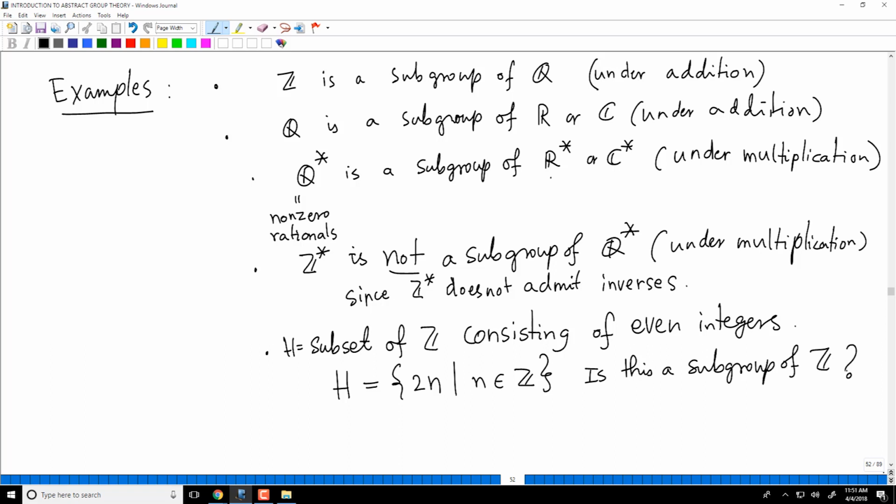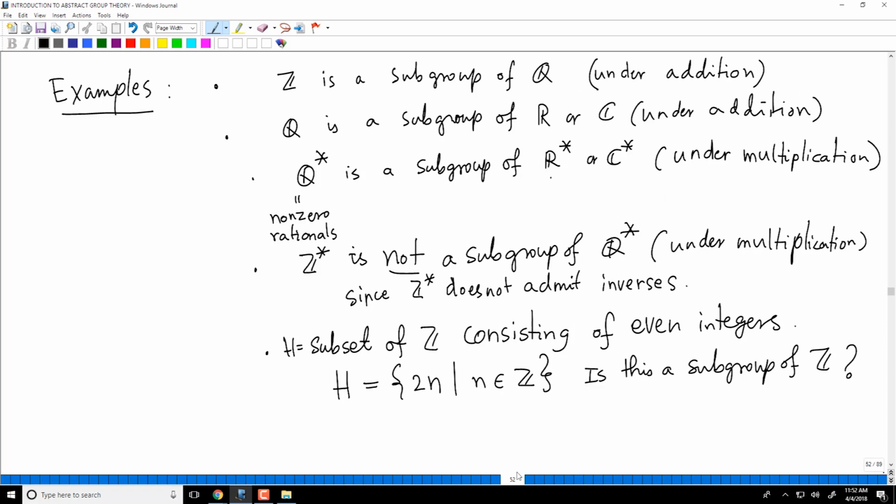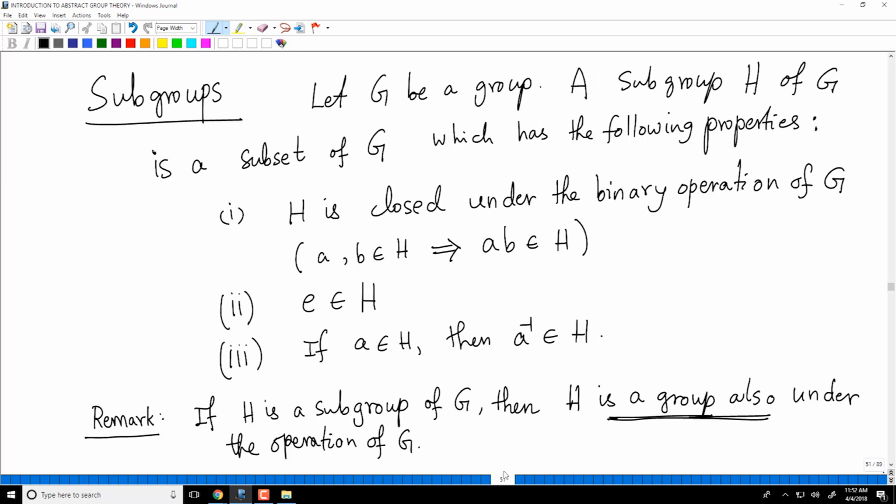Is this a subgroup of Z? Let us check one by one. What are the properties? Are the even integers closed under the binary operation? I have not emphasized it here because it is generally clear. I am considering Z under addition. So, I take Z under addition and take H to be the even integers. Are they closed under the addition of integers? Yes. If you sum 2 even integers, it is an even integer, right.